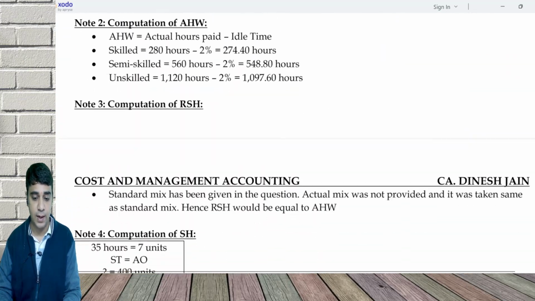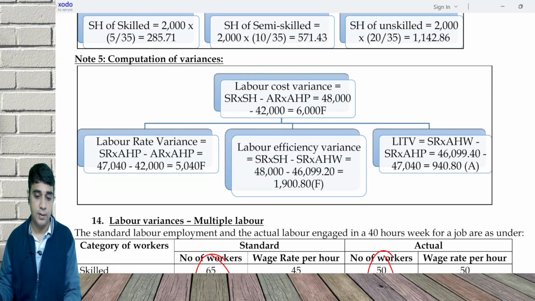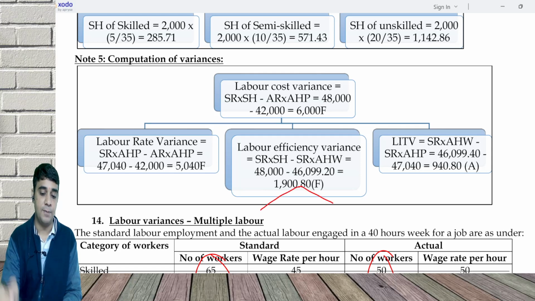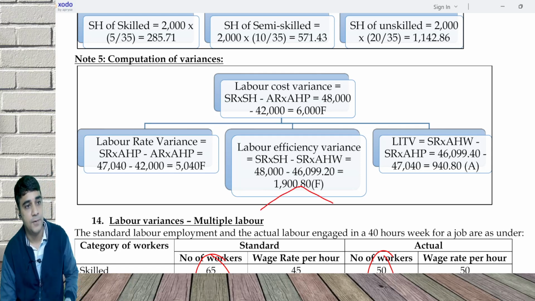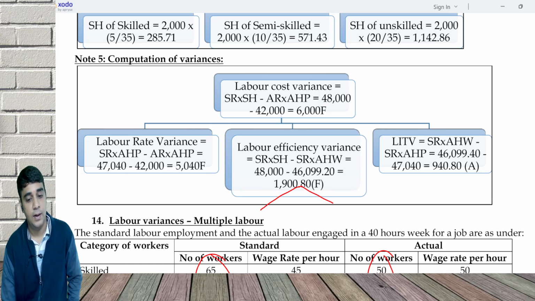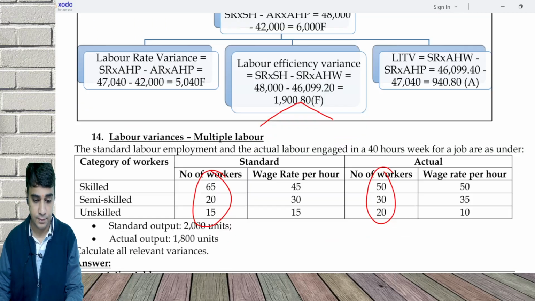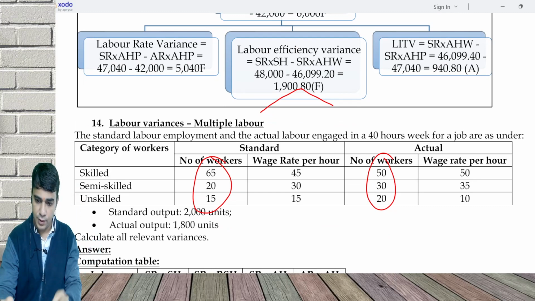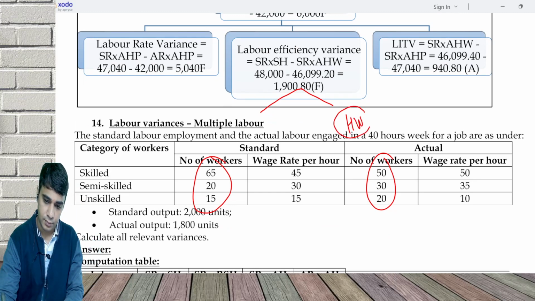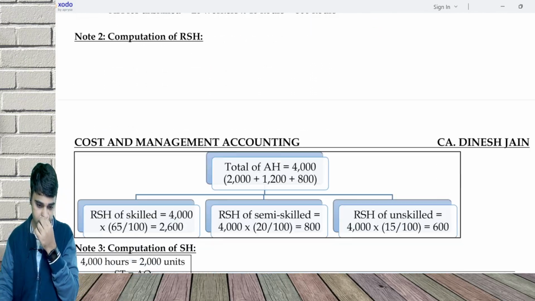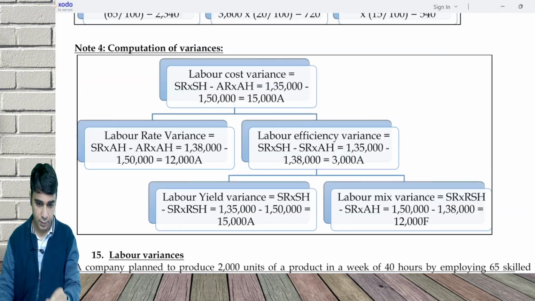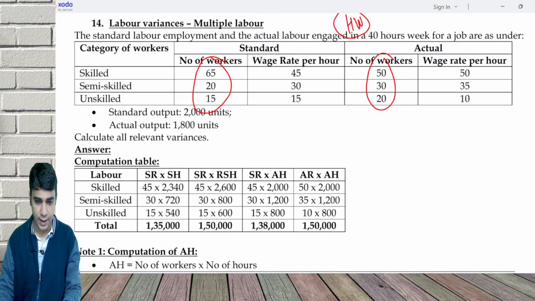Your variances will look like this. The breakup of this is not asked in the problem, so I have done it, but it was not asked in the question. Any doubts on this? Can you proceed? Any doubts? Done? 14 is homework. Okay, you can attempt 14 at home.